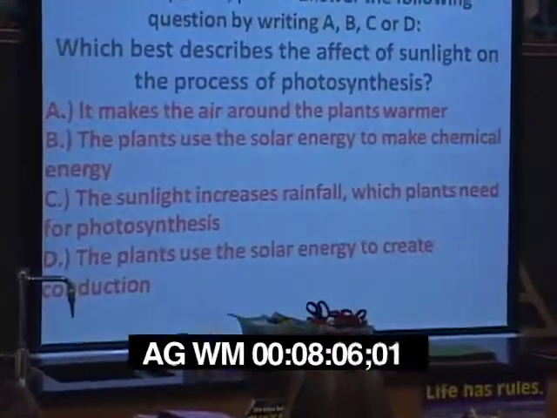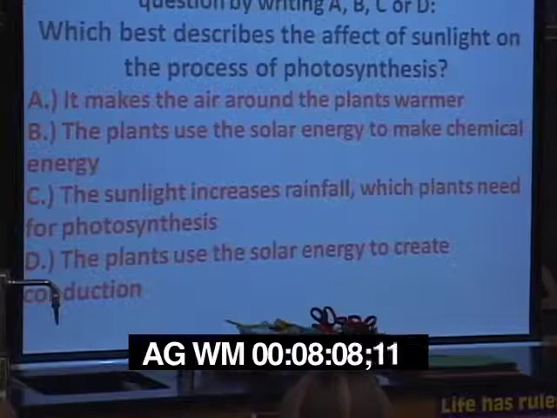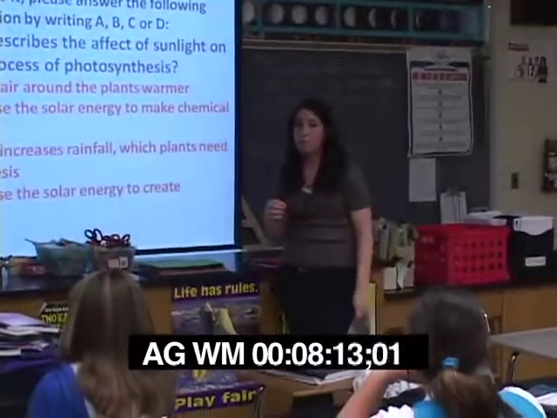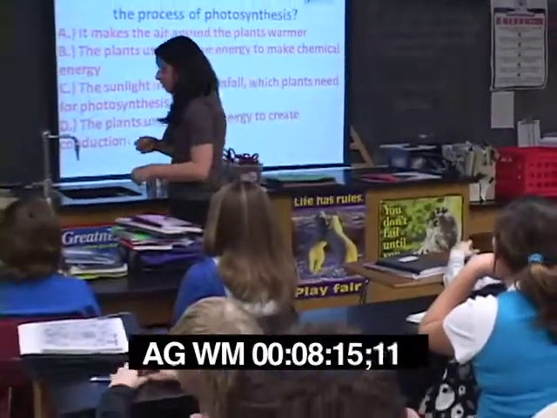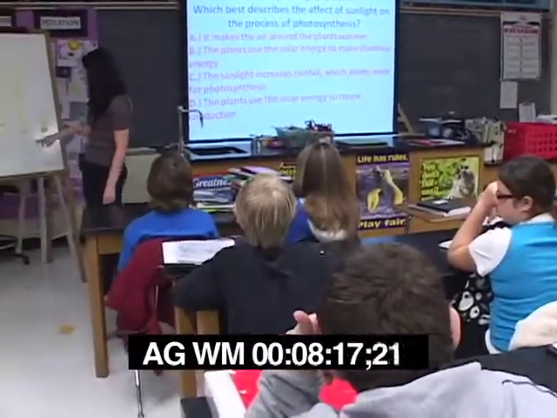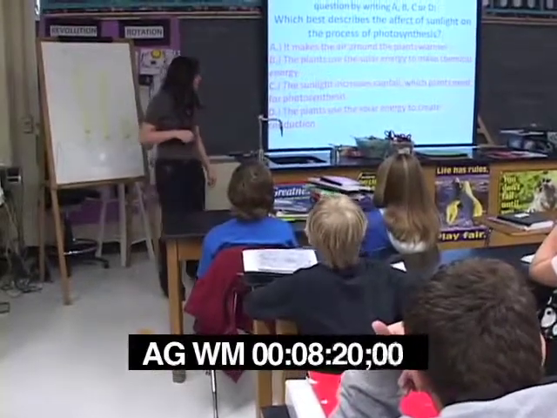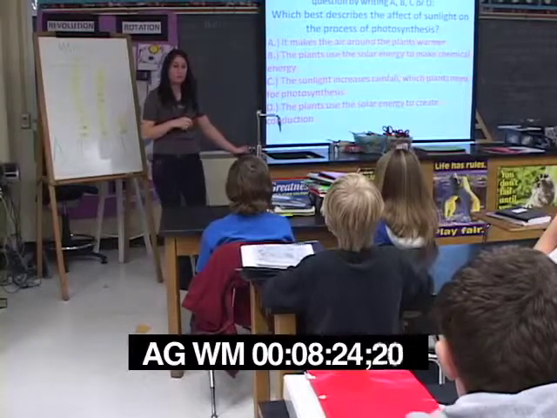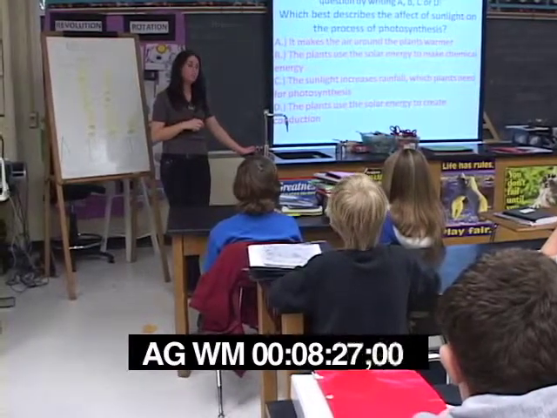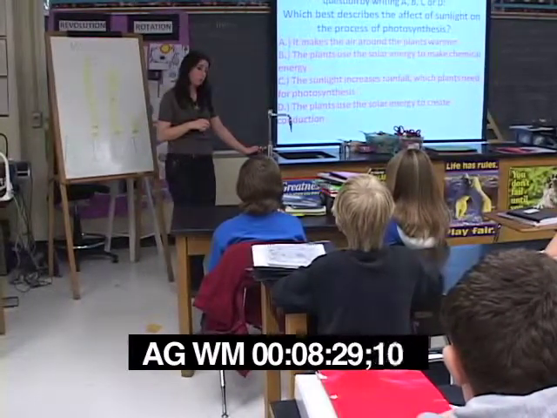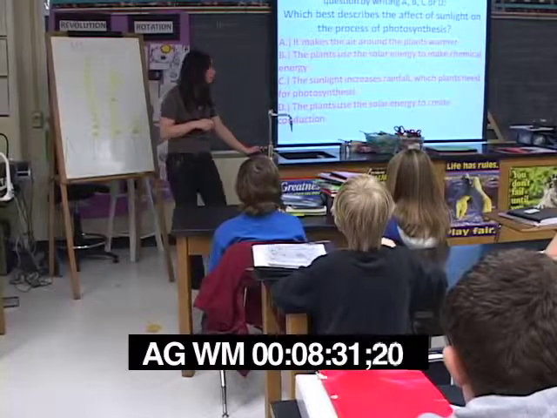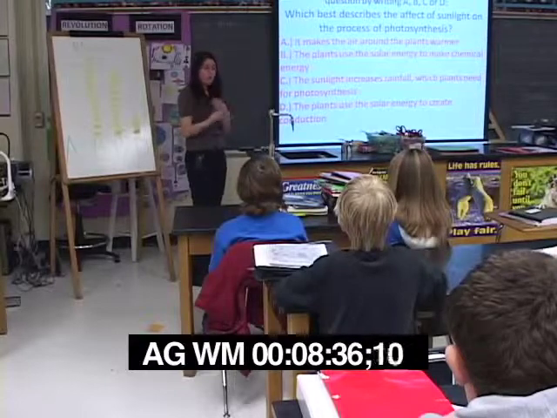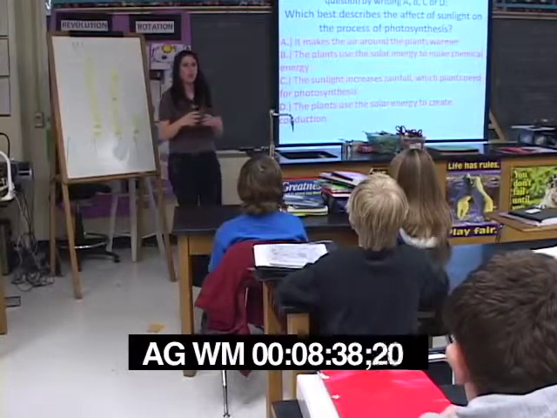Do I have a brave soul who picked B or C that would like to explain and defend their answer? Ricky, what did you pick? I picked C, because the sunlight does increase its rainfall because it keeps the water cycle going around, because the sun evaporates the water. Okay, so now we're talking about the water cycle. I saw a few hands rapidly go up.